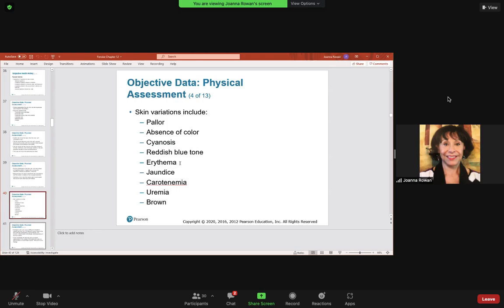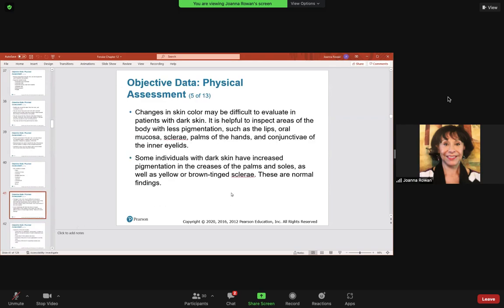Erythema is an indication of, how do I describe that? When you hit yourself, you will see inflammation right there, and it's reddish, and it will go down. Jaundice is in people who have liver problems. It's kind of a dark, orangey color, and carotenemia is an orange color too. Uremia is related also to inflammation, and brown, you already know what it is. So all those are the changes that you see in colors.